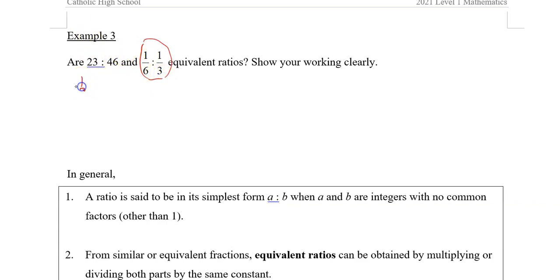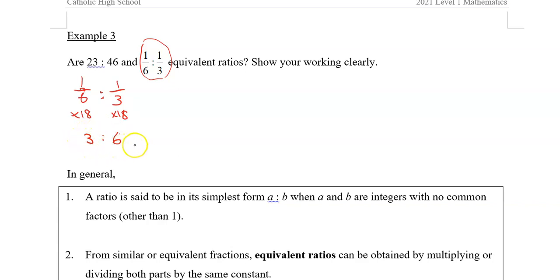So 1 over 6 is to 1 over 3. What we can do here is find a common multiple: 3 times 6 is 18. So we multiply both by 18. 1 over 6 times 18 gives us 3, and 1 over 3 times 18 gives us 6.